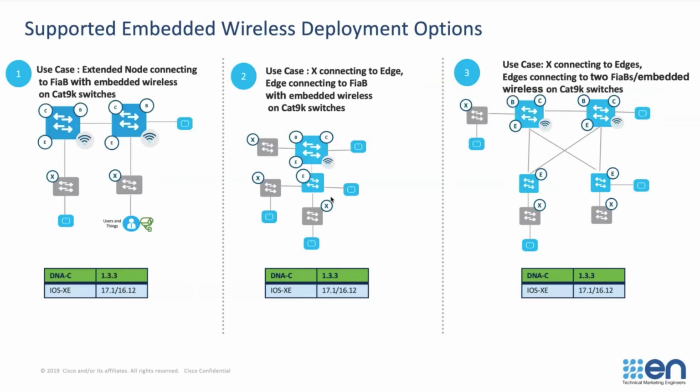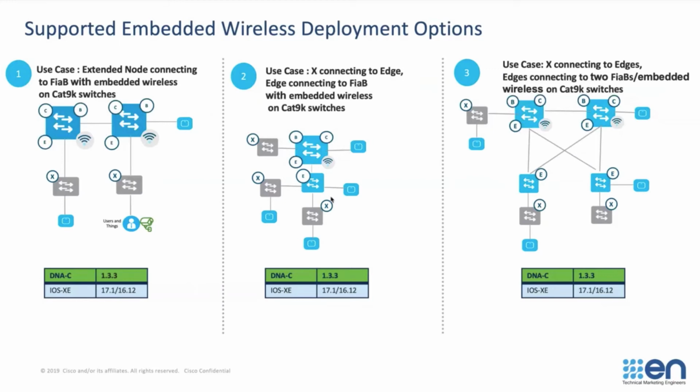Similarly, in the same example, we can connect an extended node directly to the FIAB, which in turn is connected to an Edge. The Edge is in turn connected to a FIAB. So that means I can have a FIAB box connecting to the Edge as well as to my extended node, where my Edge in turn can connect to an extended node. We started supporting this with 1.3.3. Similarly, I can connect two Edge devices cross-connected to the Fabric in a Box, which in turn is connected to the extended node. All these three scenarios are supported, where I can run all four functionalities on the same box.